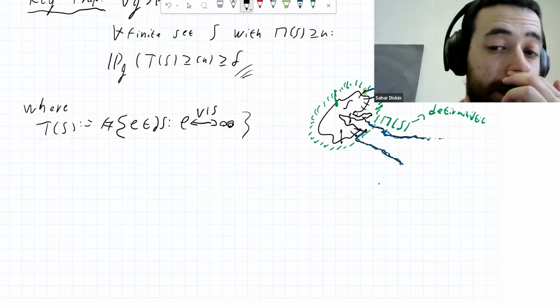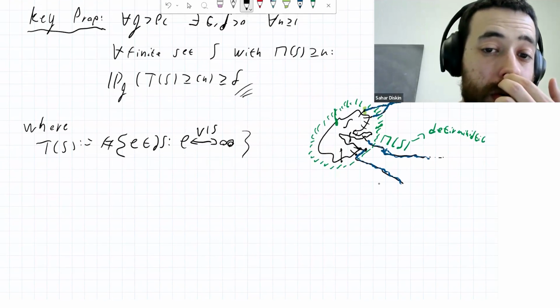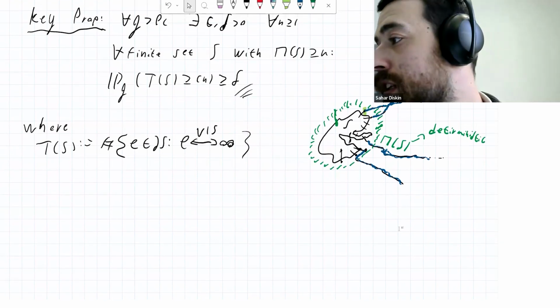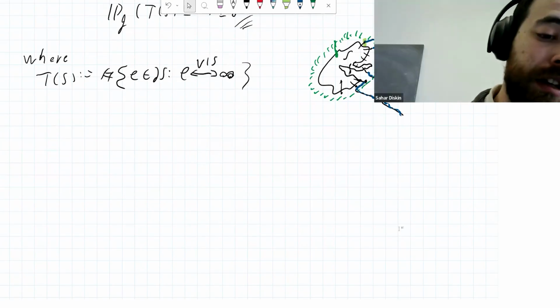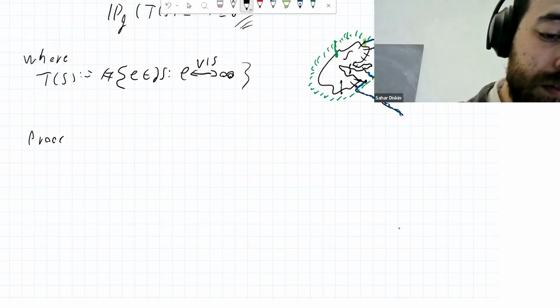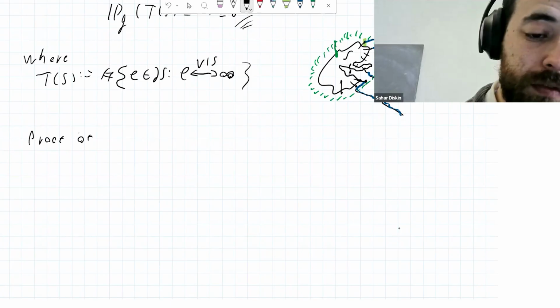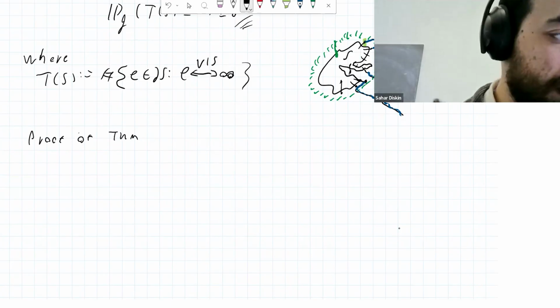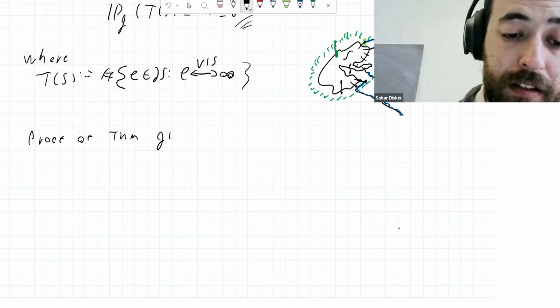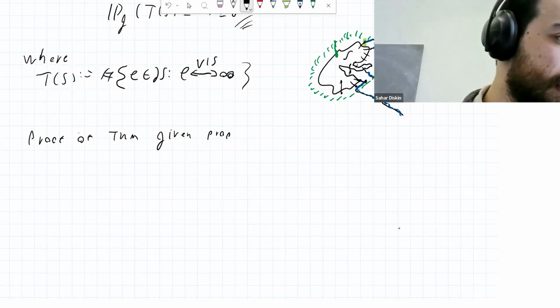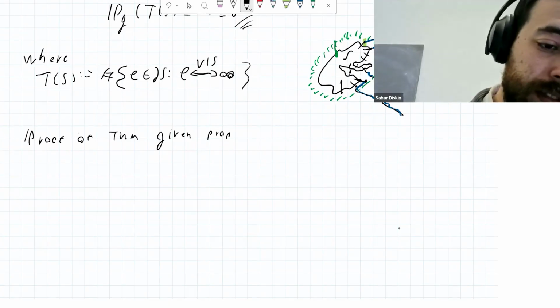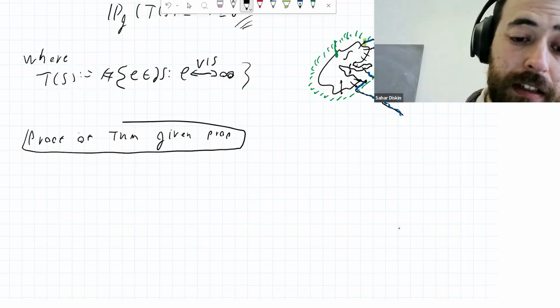And let me briefly show you how we can prove the theorem, given that we show the proposition. And again, showing the proposition is the hard part.